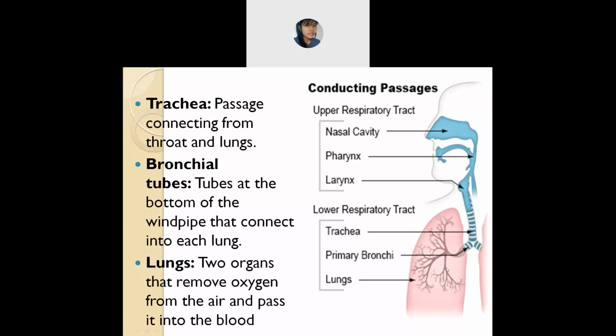So you have got two lungs. In these two lungs, what will you find? You will find that the lungs remove oxygen from the air which you breathe in, and afterwards where will it go? It will go into your blood.